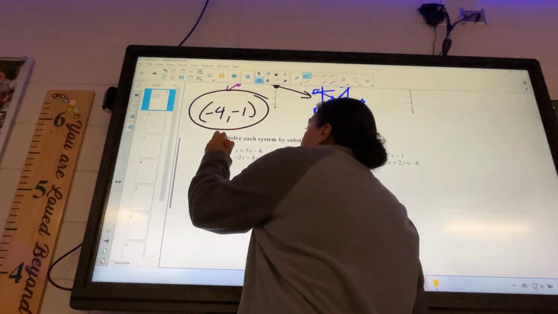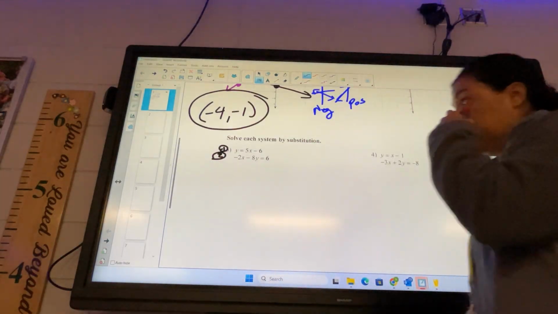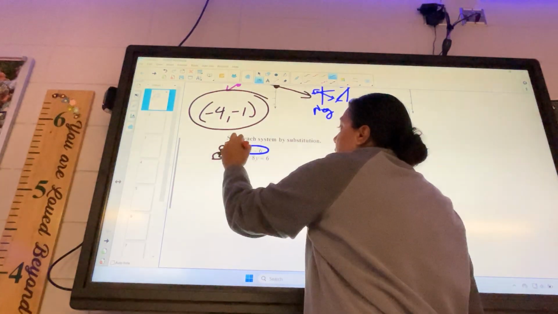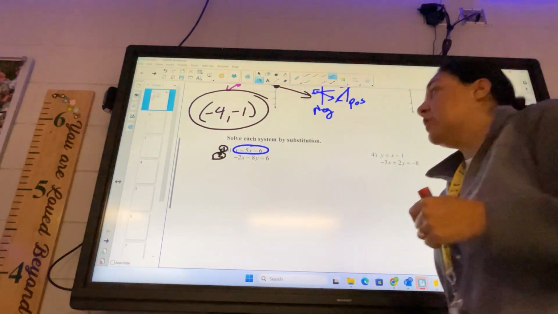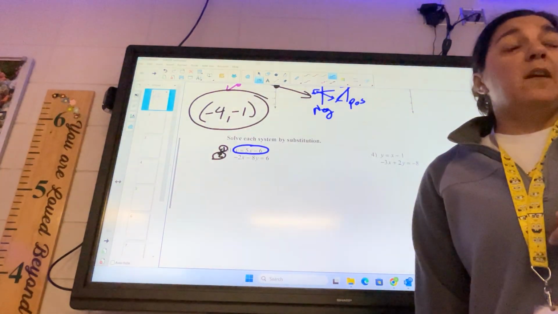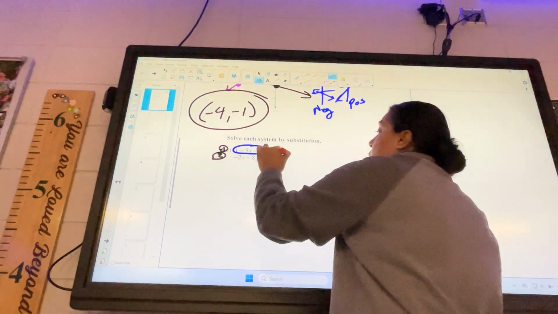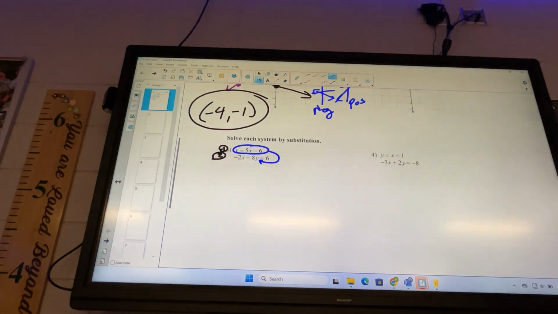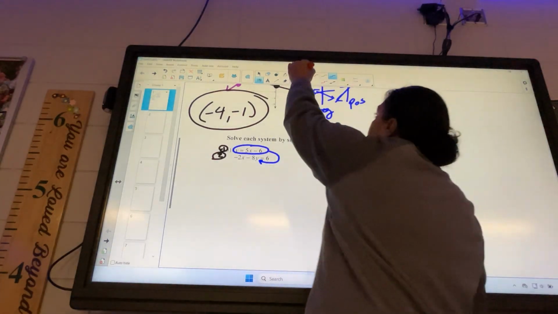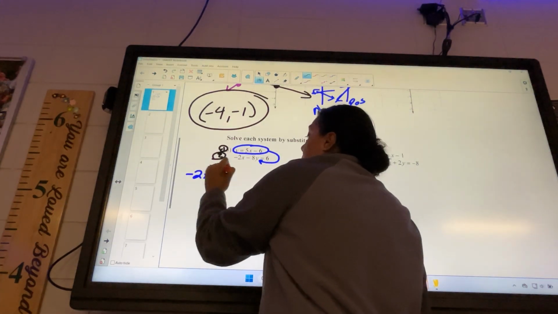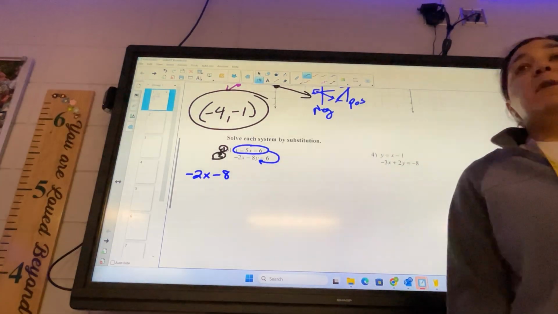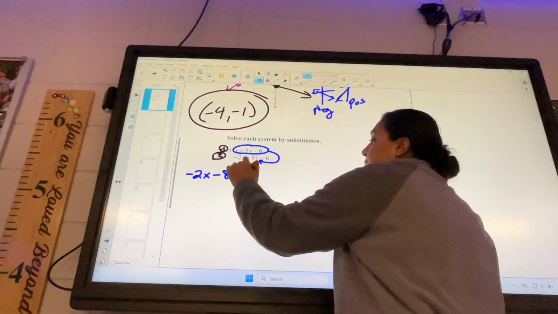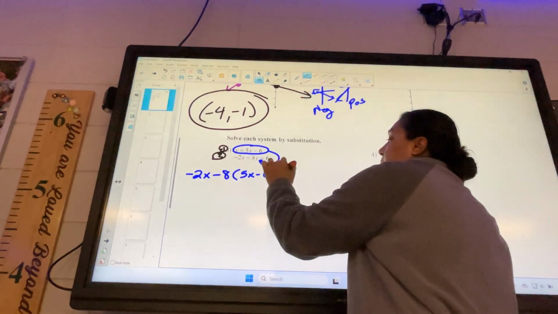Okay, which one of these says y equals? If I were to label this equation 1 and equation 2, which one says y equals? Equation 1. So that is the one that we're going to circle. And we're going to plug it in. It says y equals what? Y equals what? 5x minus 6. So right here where there's a y, we're going to change it into a 5x minus 6. Okay? So it's going to look like this. -2x minus 8. Okay, I'm copying down equation 2. And where there's a y now, we're going to put parentheses 5x minus 6 equals 6.